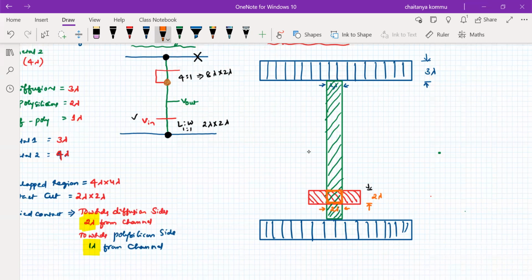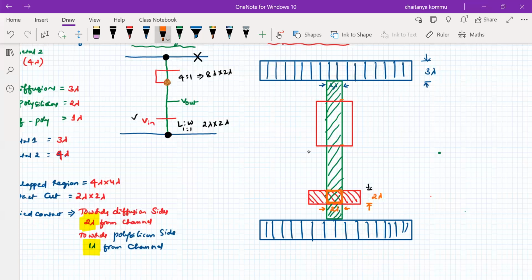Similarly, the length of the PMOS depletion mode transistor should be 8 times. That means from this point to this point we can consider it in this way. So what I can do is take diffusion from here to here. From here to here. So you can observe that the length of the transistor, 8 lambda, is maintained.